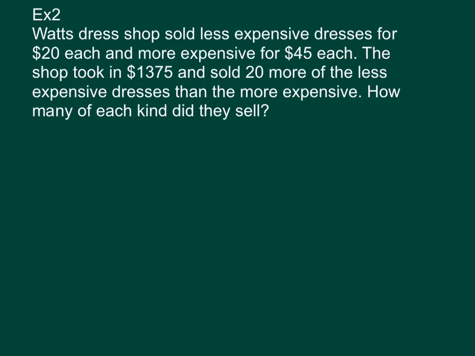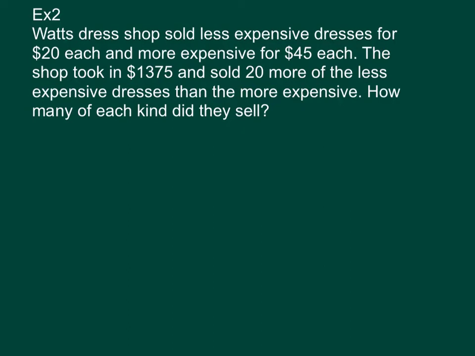All right, one more example. It says Watts Dress Shop sold less expensive dresses for $20 each. The slightly more expensive ones were $45 each. Now the shop took in $1,375 and sold 20 more of the less expensive dresses than the more expensive. How many of each kind did they sell?